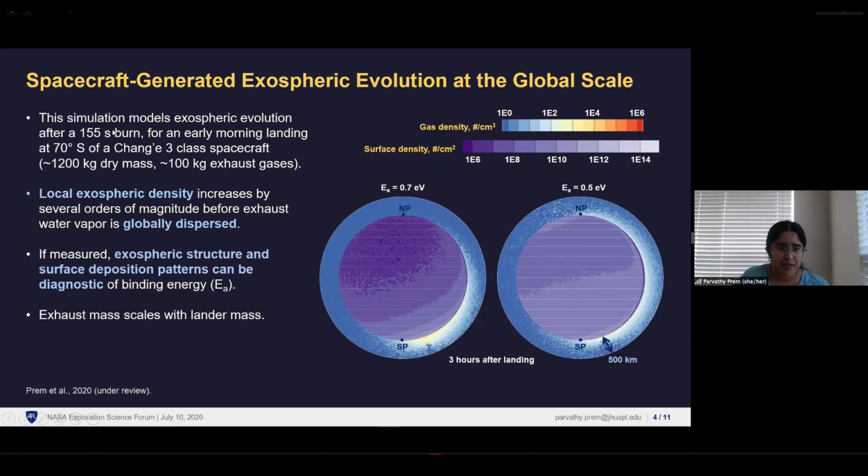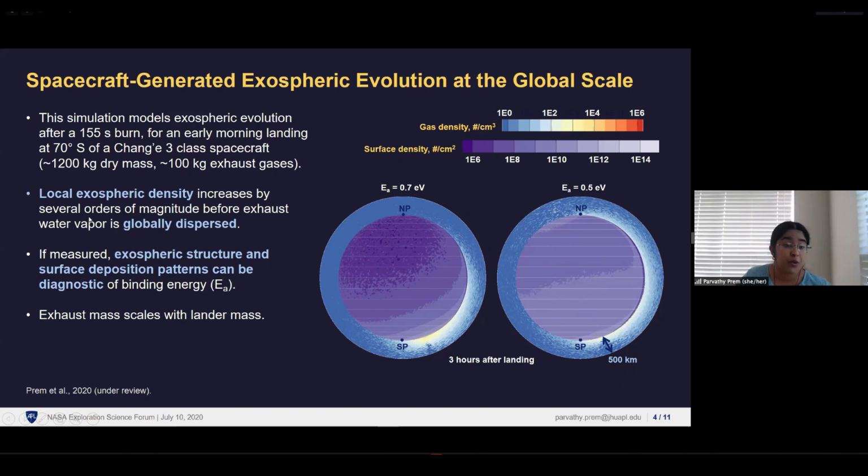This was for a landing at 70 degrees south of a Chang'e 3 class spacecraft. In the vicinity of the landing site, the local exospheric density increases briefly by several orders of magnitude before that global dispersal happens. And what's interesting is that you'll notice that these two cases, where we assume two different values for the binding energy of water molecules to the surface, are very different. That indicates that if we measure this during future landings, what we measure could be diagnostic of what the binding energy is. And that remains something that we don't have definitive answers for.